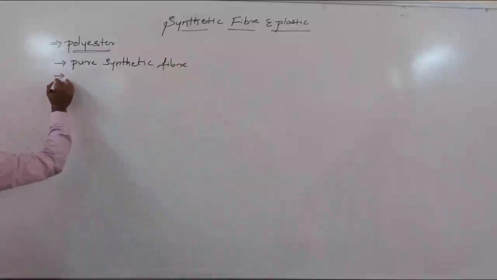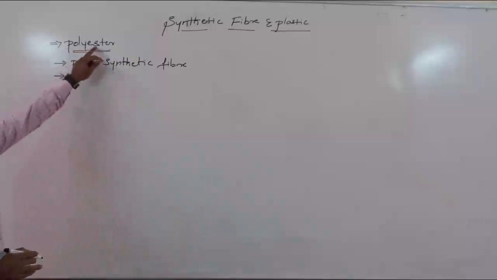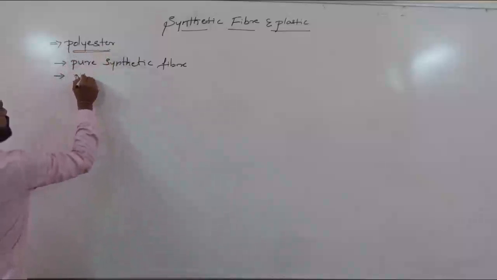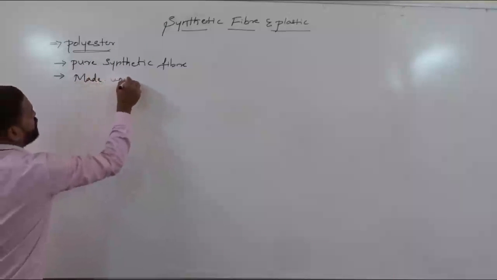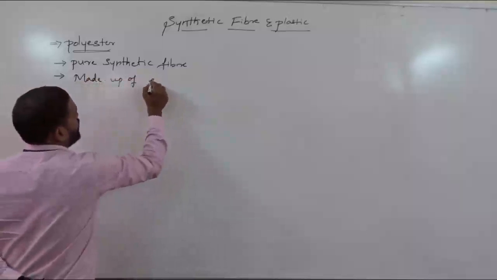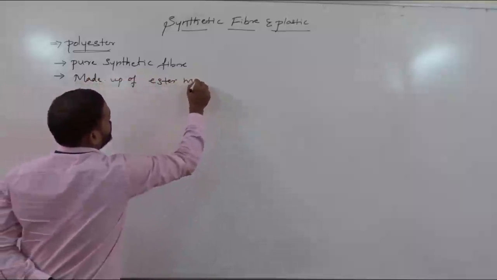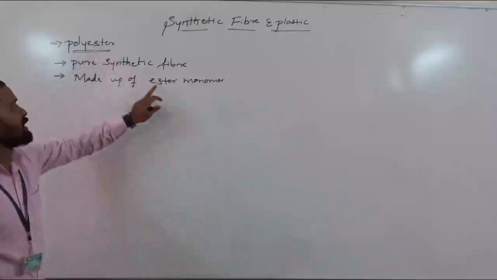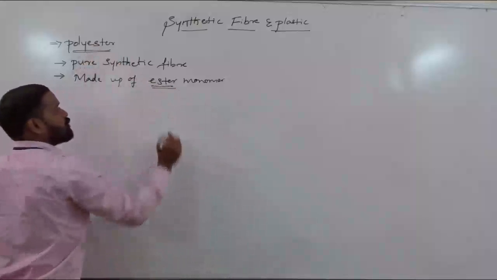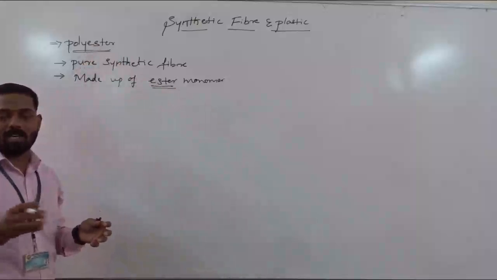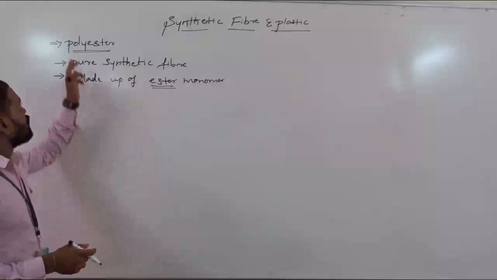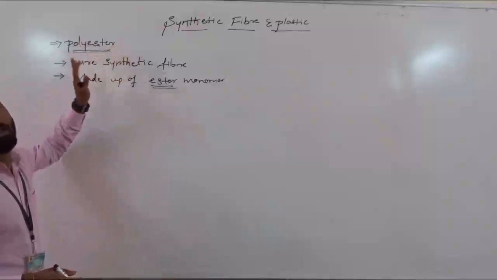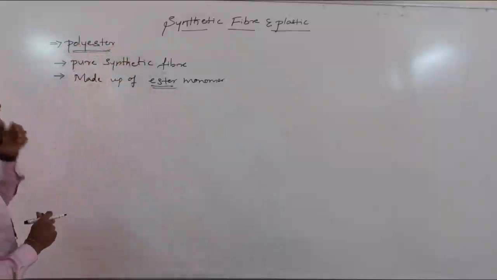And the next thing we can see is that polyester is made by the monomer called ester. Polyester is made up of ester monomer. That means this polyester is made by the chemical ester. Using ester, all the ester molecules are joined together and make polyester. Poly means many, and many esters are joined together to form a polyester. Okay, so that is what is understood.